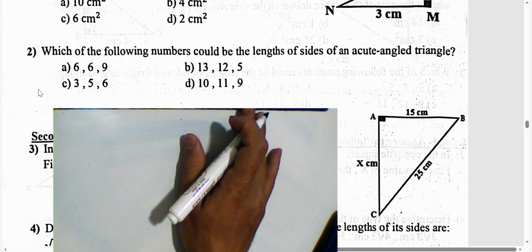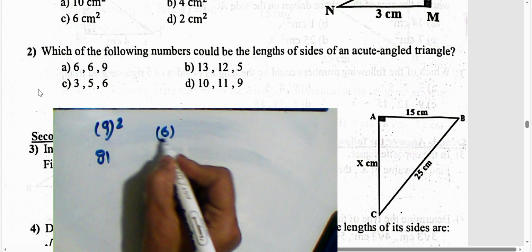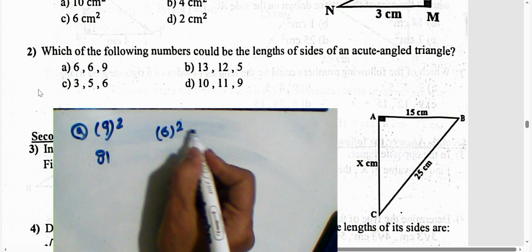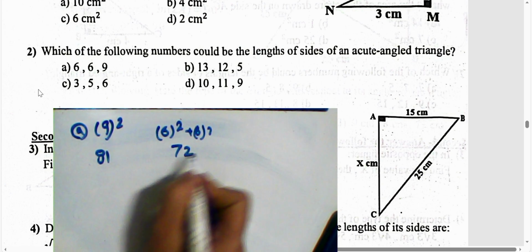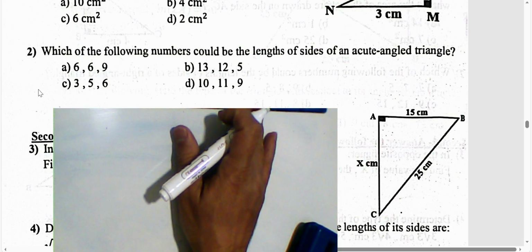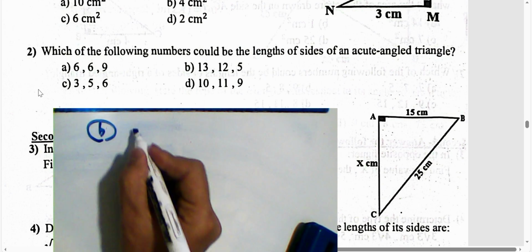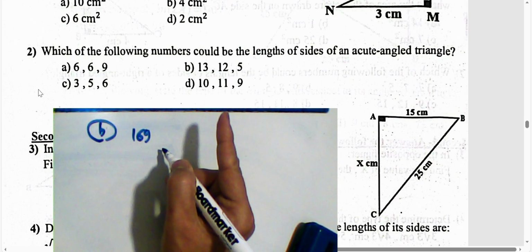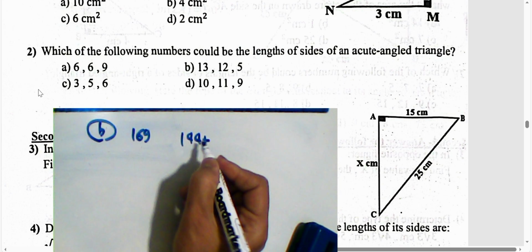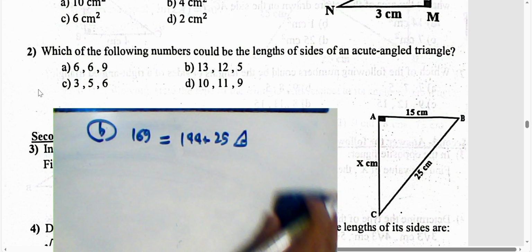Okay, what about 6, 6 and 9? We can write 9 power 2 is 81, and 6 power 2 plus 6 power 2 is 72. 81 is greater, so this is also an obtuse angle triangle. And what about letter B? 13 power 2 is 169, and 12 power 2 is 144, and 5 power 2 is 25. They are equivalent. It's a right angle triangle.